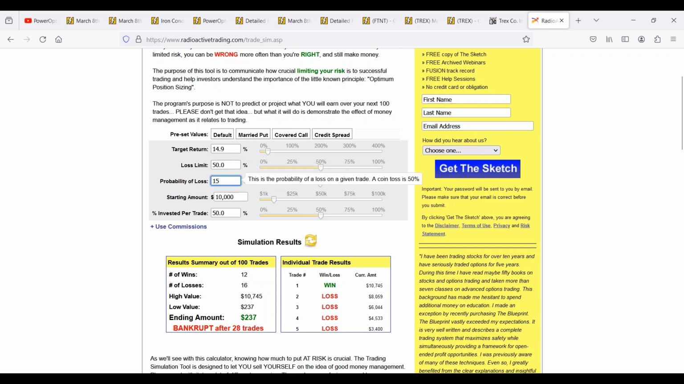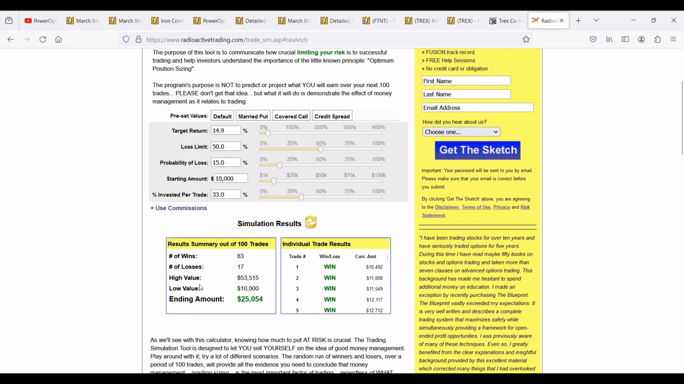My probability of loss is going to be 15% because I'm looking for the 85% probability. If you're looking for 80 or 75, you'd put in a probability of loss of 20 or 25. I'm going to take $10,000, and if I had a $100,000 account, that's 10 to 15% of it, $10,000 to $15,000. But I'm going to open 3 trades at a time. I'm going to allocate 33% to each trade.